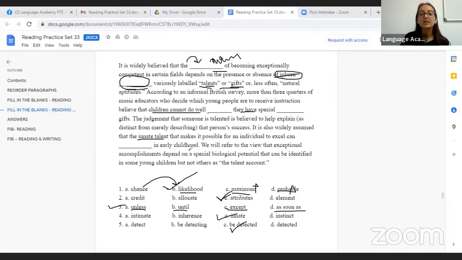Yeah, because here we don't need a noun, we need an adjective, and inherence is not an adjective. So a word which is more used in written English language is more academic than the one that we use daily in our daily conversation. So that is less academic, and the one which is more in written English is more academic. Okay.